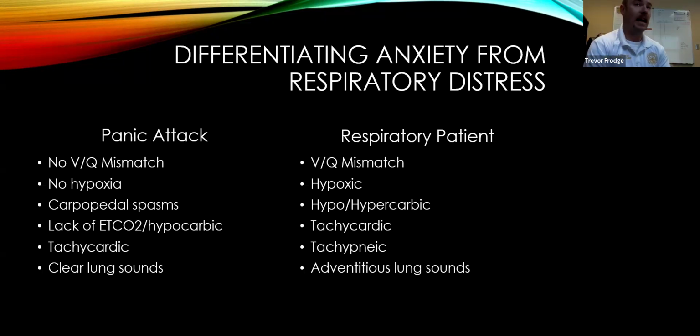Conversely, the respiratory patient has a VQ mismatch. They're breathing fast, but their oxygen's low. They're hypoxic. They could be hypocarbic, but they could be hypercarbic. So they could be above 45 torr. They could be below 35 torr. Remember, 35 to 45 being our range for capnography. They're going to be tachycardic and tachypnic, so they're going to be breathing fast with fast heart rates. And they'll have adventitious lung sounds, meaning they're going to have wheezing, rales, rhonchi, snoring, stridor. They're going to have weird airway sounds coming out of them. Panic attack patients aren't going to have that.